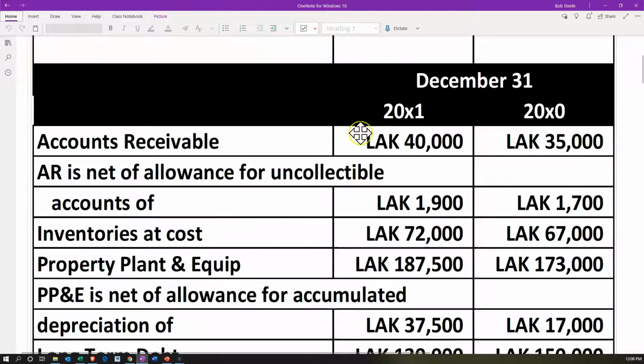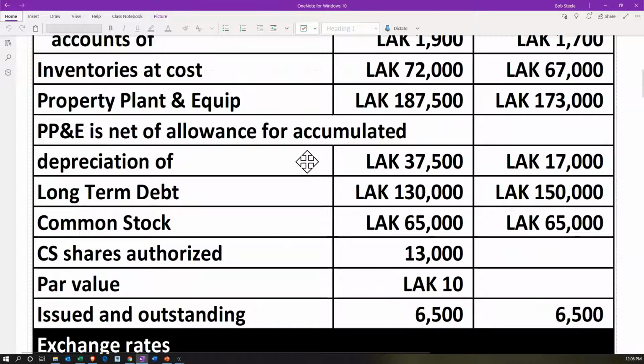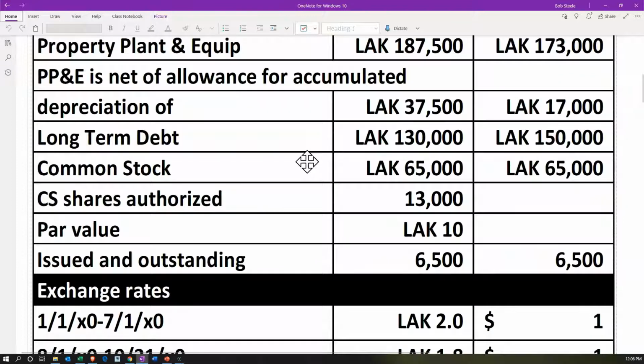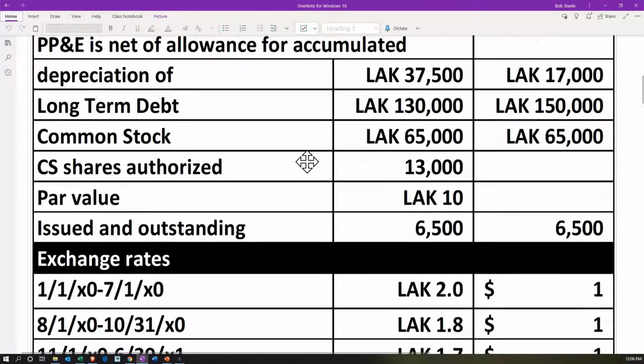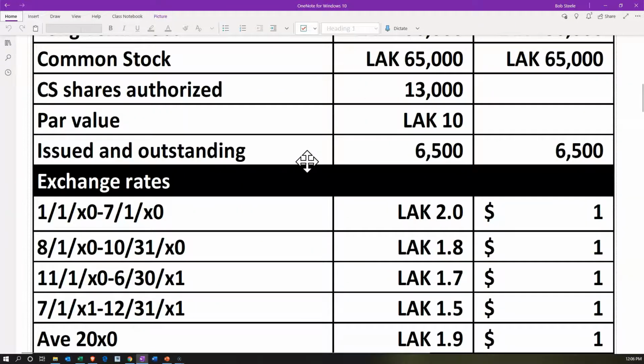So here we have our information for 2000X1, 2000X2. The foreign currency is going to be labeled with the LAK, and the dollar sign will be used for dollars. So we got our applicable accounts. We're going to be focusing in on some applicable accounts, including accounts receivable, inventory, property, plants, and equipment, long-term debt, and so on and so forth. We'll come back to these as we start to work the practice problem.